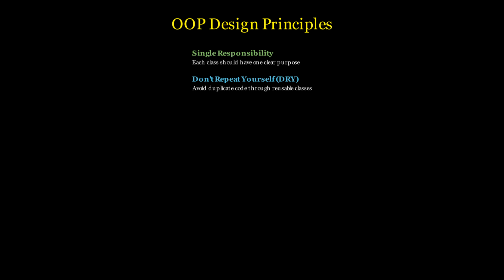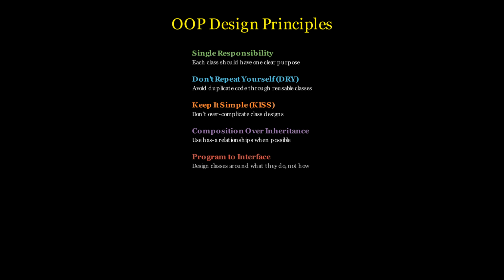Good object-oriented design follows key principles. These guidelines help you create classes that are flexible, maintainable, and easy to understand. Single responsibility means each class does one thing well. Don't repeat yourself promotes code reuse through classes. Keep it simple avoids unnecessary complexity. Composition over inheritance favors building objects from components. Program to interface focuses on what objects do rather than implementation details. Following these principles creates better software.